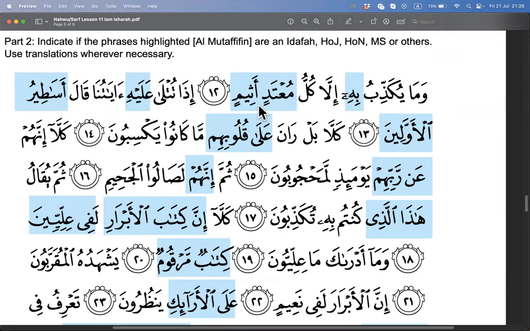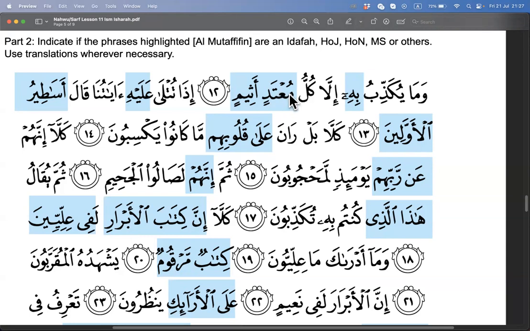Kullu mu'tadin azim. Kullu first. Kullu is rafa, masculine, singular. Yes. What's the connection to mu'tadin? What fragment do we have? Kullu and mu'tadin, light, no alif lam. So both are idafah. Yes, this is mudhaf, mudhaf ilaihi.